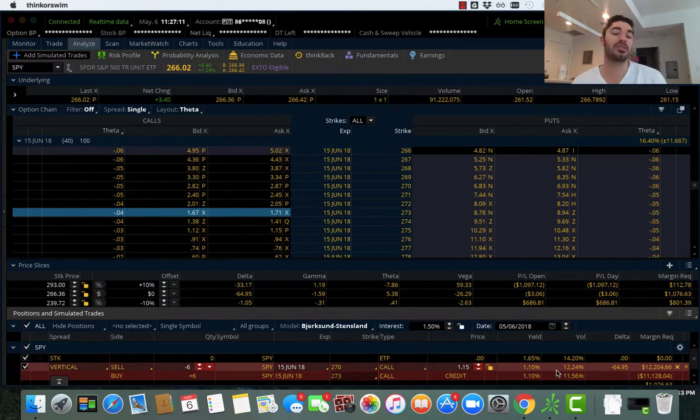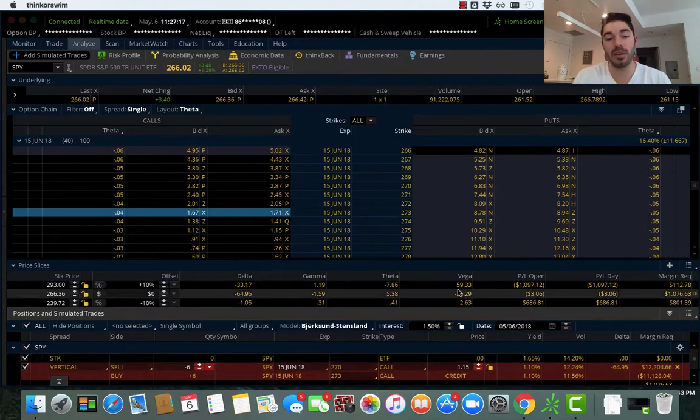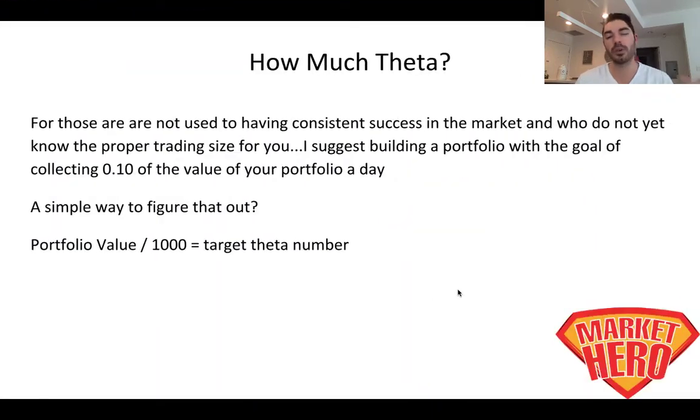And that's great, but at the end of the day, tomorrow, we might not be collecting $5.38 a day in theta. It might be $4 a day in theta because theta gets removed from those options every single day. So you're going to need to go out there and find more positions to continuously keep that number where it is. But again, having that 0.1% a day shouldn't really be that difficult for anyone out there.